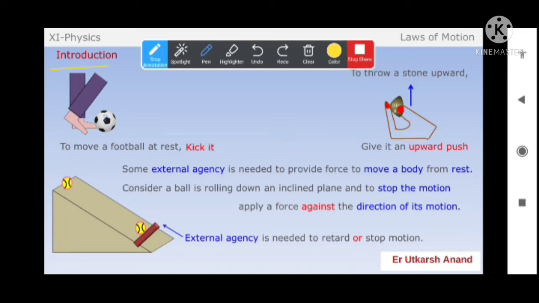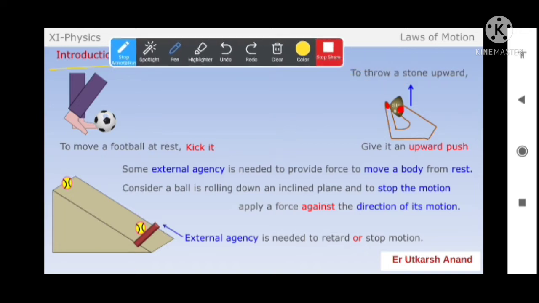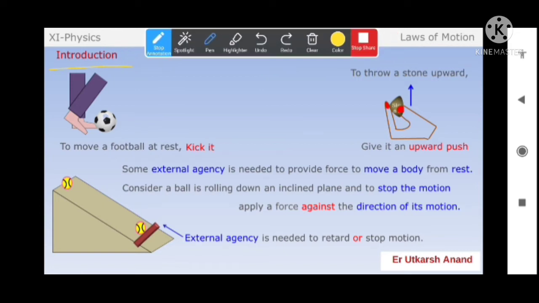Here, first of all, this is an introduction. So here we will try to understand what is the first law, then the second law, and then the third law. So in this slide, let us talk about a football. When you kick that football which is at rest, some external agency is needed, and that football starts moving from rest. So basically you have applied some external force. You are that external agency.